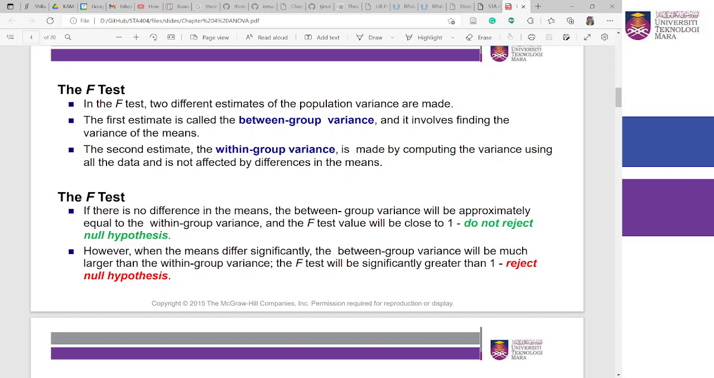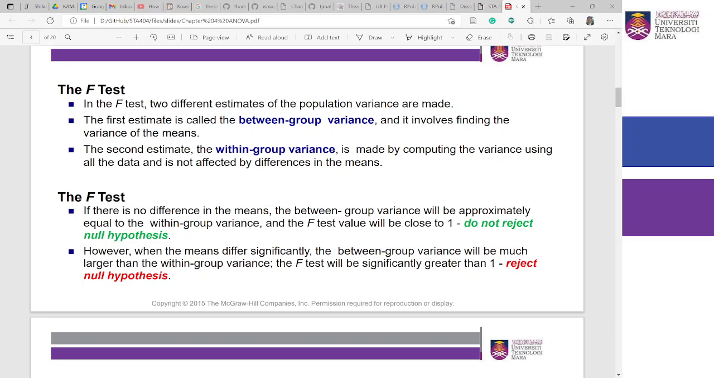The second estimate is the within group variance. So within group maksudnya dalam group A kita boleh kira dia punya variance. Okay, dalam group B kita kira dia punya variance. Okay, so that is what it means by within group. Nanti kita akan tengok dengan lebih jelas.